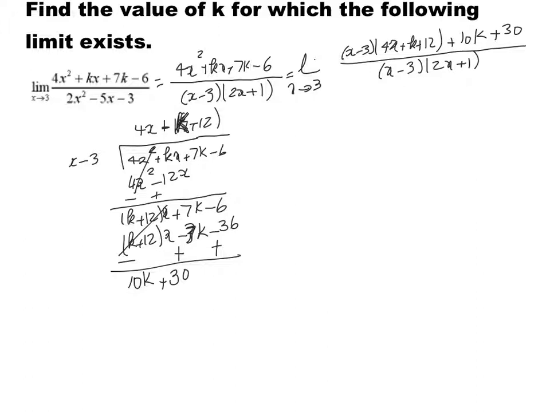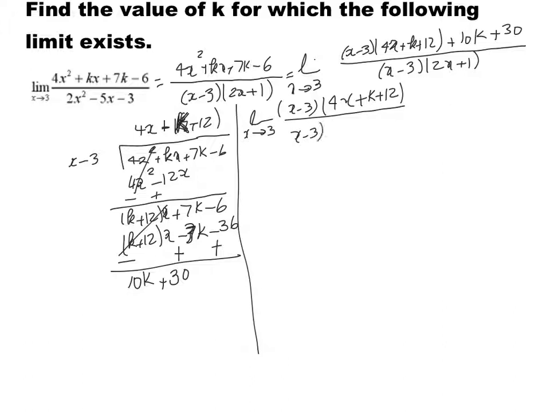Now, if I separate this limit, I can write this one as limit of x goes to 3 of x minus 3 times 4x plus k plus 12 divided by x minus 3 times 2x plus 1, plus limit of x goes to 3 of 10k plus 30 divided by x minus 3 times 2x plus 1. Now x minus 3 goes with x minus 3.